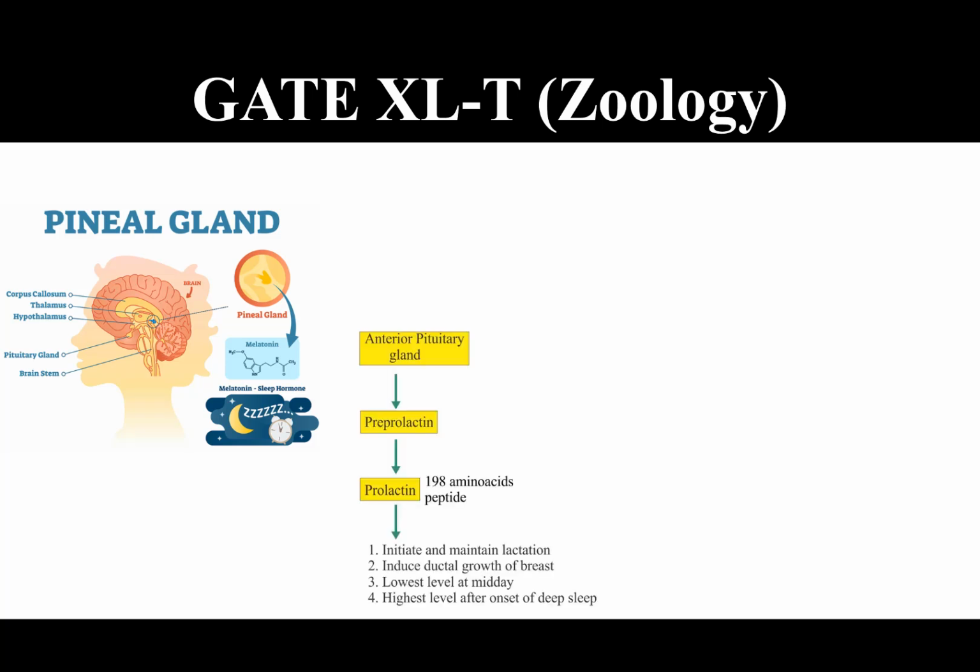Next is prolactin, which is released from the anterior pituitary gland, which is first secreted as pre-prolactin and then is activated to form the prolactin. The roles of this hormone involve initiating and maintaining lactation, inducing ductal growth of breast. It is at its highest level after the onset of deep sleep and at its lowest level at midday.